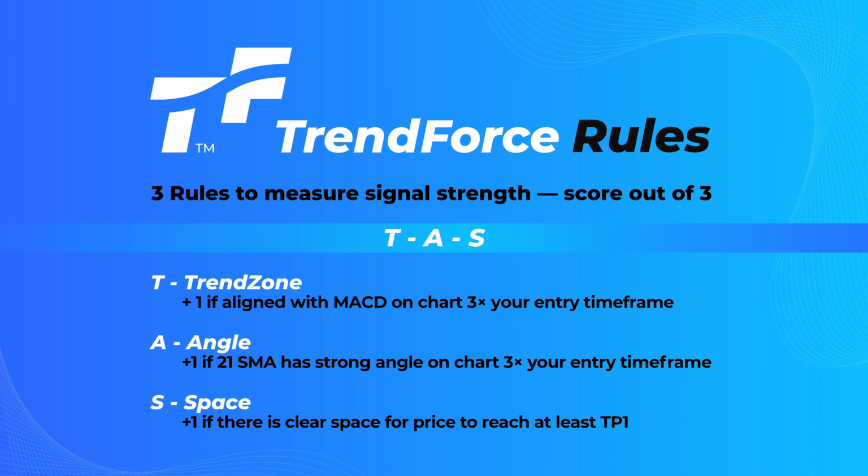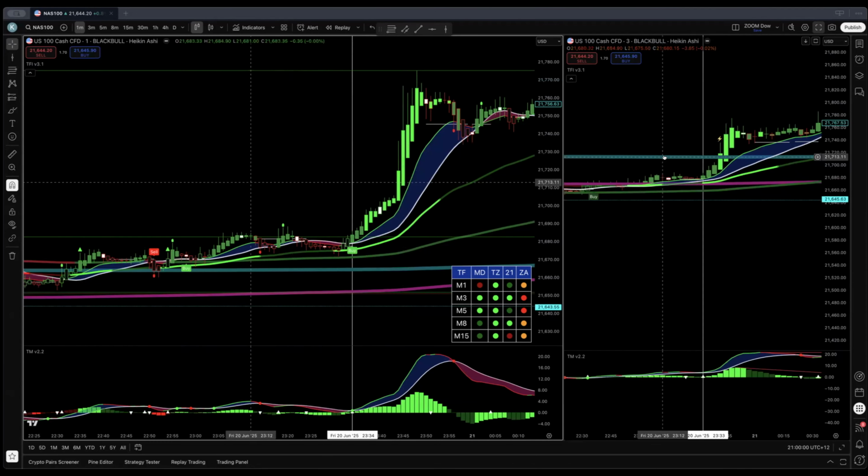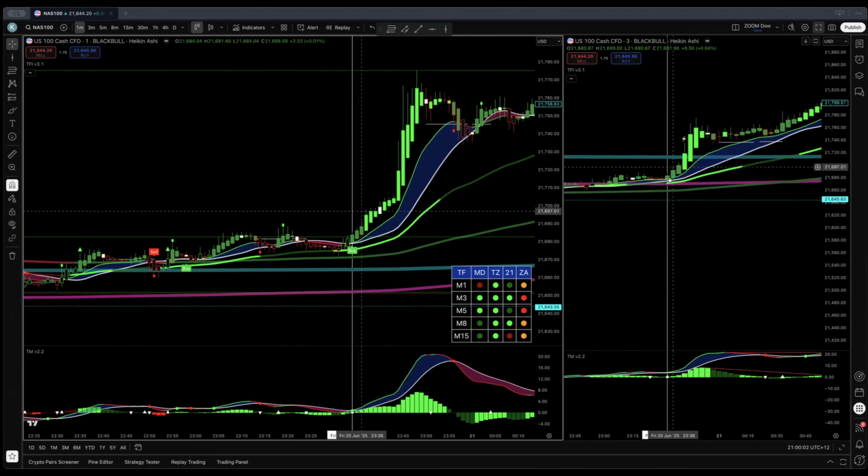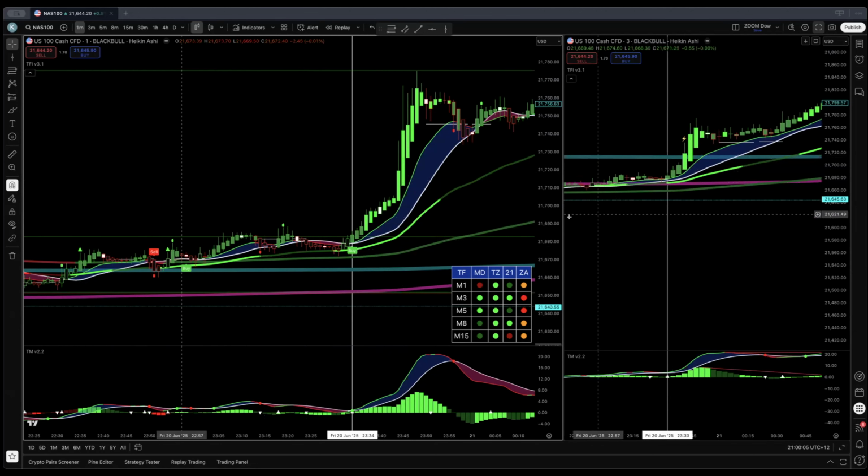The trend zones were aligned on the 1 and the 3 minute. The angle was good on the 1 minute and the 3 minute. There was also space. Now we can see this moving average was in the way on the 3 minute, but price still managed to break through. Then we do look at other things.